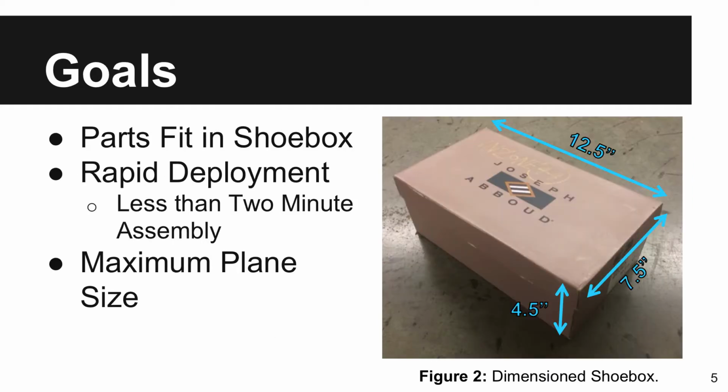Our initial specified goals were to have the parts of the plane fit within the box, which is 12.5 by 7.5 by 4.5 inches. Also, rapid deployment with assembly time of less than 2 minutes was also achieved. Our optional goals included a weight of 16 ounces and a maximized wing size of 42 inches.